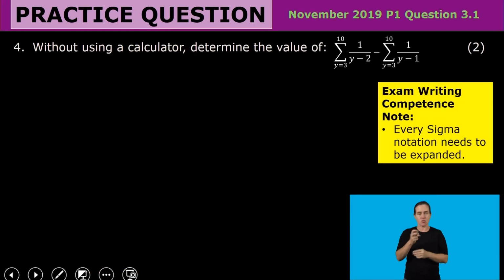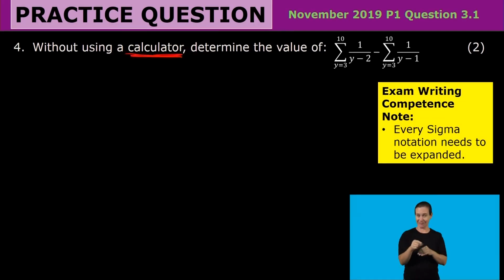It says there, without using a calculator, determine the value of, and we have been given two sums that are presented in sigma notation. That's the first thing you need to realize there, that it's two sums that are presented in sigma notation, and we need to find the sum of each sigma notation separately, and then after that we can subtract them from each other. So let's start with the first one here.